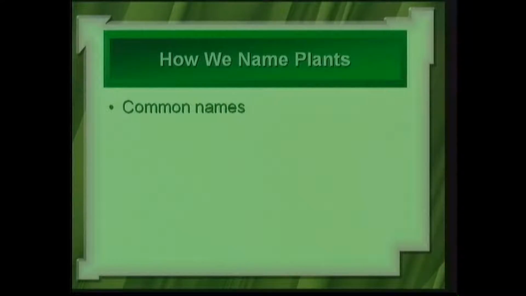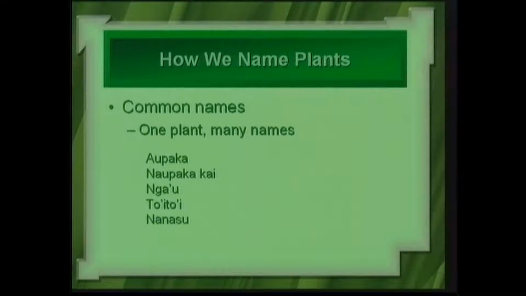Now, let's see, other common names of the Scaevola. Here you have one plant with many names. In Hawaii alone, it was known as the aupaka, naupaka kahakai, the naupaka kai, the huahekili. In other Pacific islands, it was also known as Ngau, Ngahupa, Toitoi, Vivera, Nanasu. So you can see in all these different places, you have all these different names for the same plant. Therefore, there is a possibility of some confusion.